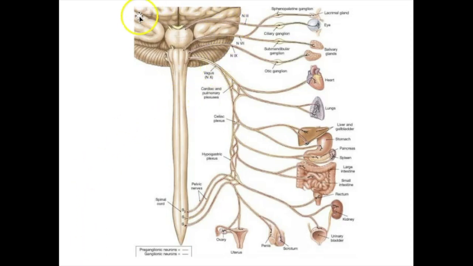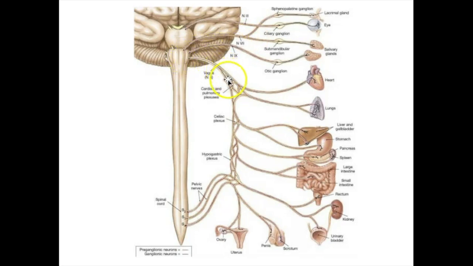In the picture, we can see part of the brain, we can see part of the brain stem, we can see part of the cerebellum, and then we see spinal cord. You can see some cranial nerves coming off. You can see a cranial nerve here. This is, I believe, cranial nerve 2. Here's cranial nerve 7. Here's cranial nerve 9. This is cranial nerve 10. This is the vagus nerve.